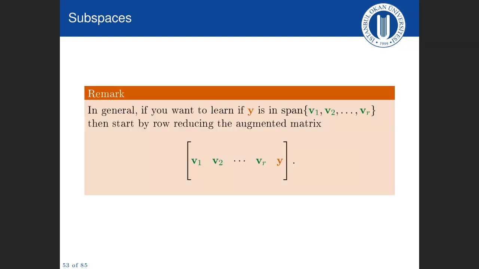In general, if we want to learn if a vector y is in the span of some vectors v1, v2, up to vr, then we start by writing the augmented matrix, first column v1, second column v2, and so on, final column y, and then we row reduce this to see if our linear system is consistent or inconsistent.